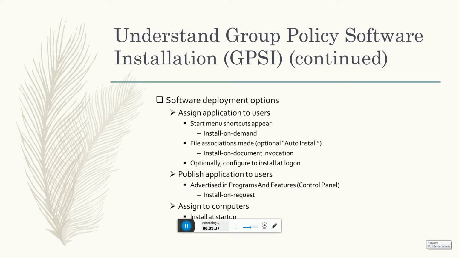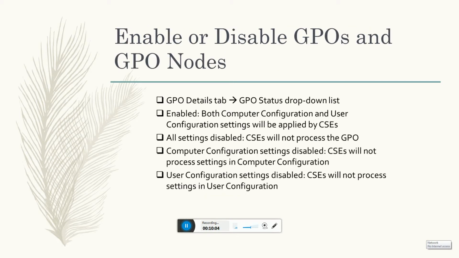Understanding group policy software installation, GPSI, continued. Software deployment: start menu shortcuts appear, installing on demand, file associations. Installing document applications: open configuration, install at logon, public application use. Publish applications to users, which appear as advertised programs in the Programs and Features control panel. Install and request assigning to computers at startup. Enable or disable GPOs and GPO nodes.